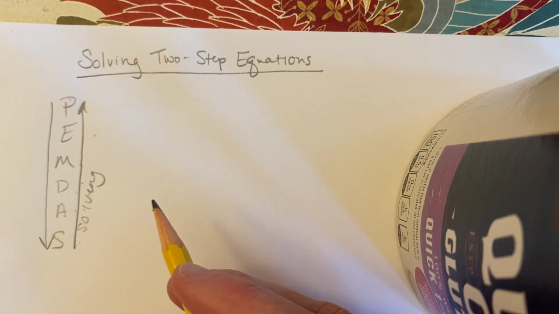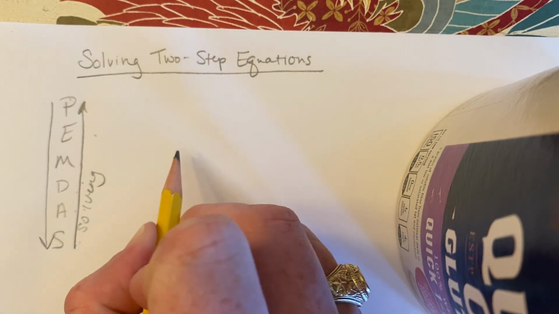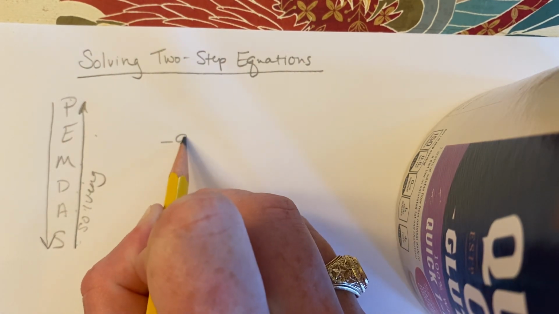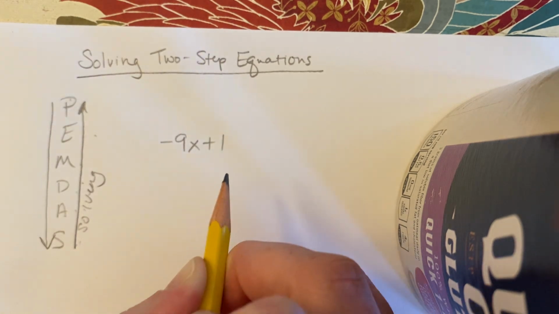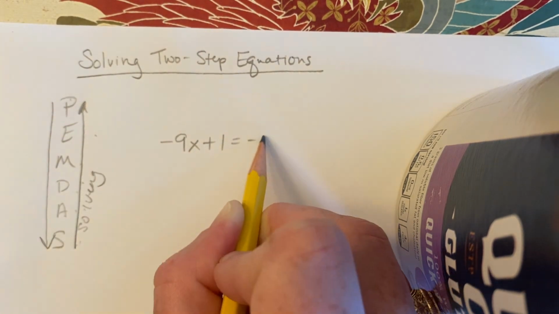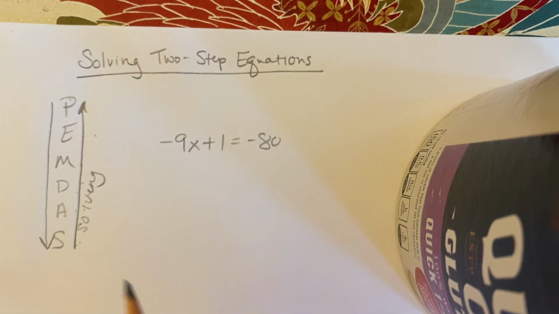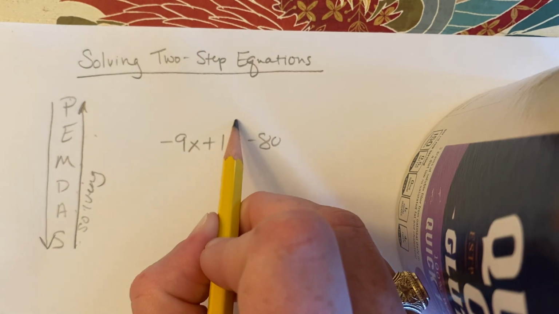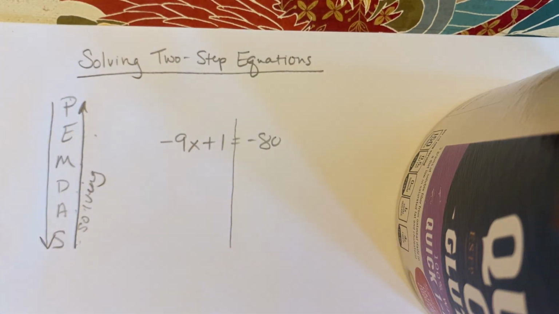So let's get an example going here. Let's say I have negative 9x plus 1 equals negative 80. The first move I'm going to make is to divide my paper. In my classes, sometimes you'll hear them say "Great Wall of China." I don't know, somebody told them that once and it kind of stuck. So we want to divide our equation on that equals sign.